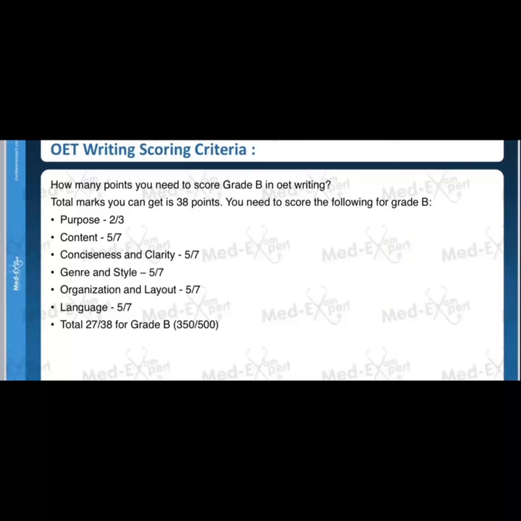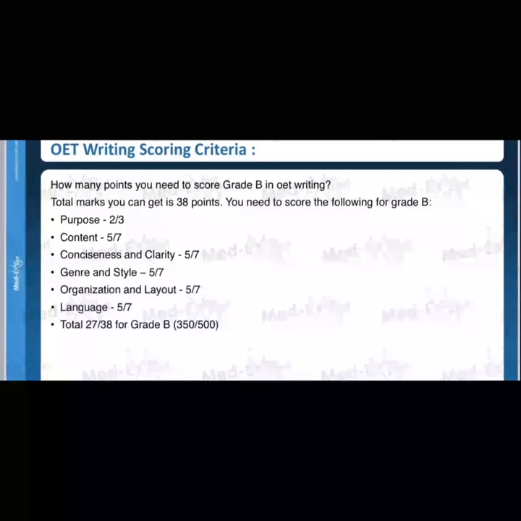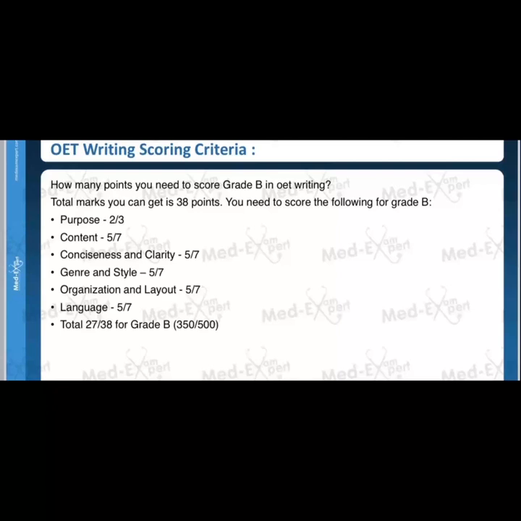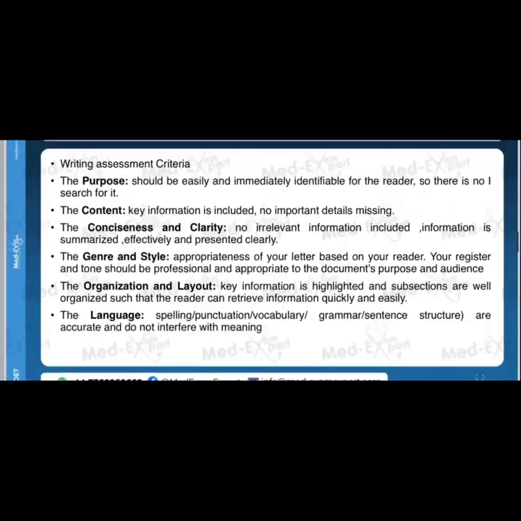So your letter must contain all of these: purpose, content, clarity, genre and style. Your organization should be good. You are using simple and clear language. If you are scoring 27, then definitely you are achieving grade B. But if any of this is missing, especially the purpose of the letter, you are standing nowhere, and definitely it is not grade B. So now I'm going to explain each and every factor of the writing assessment criteria.